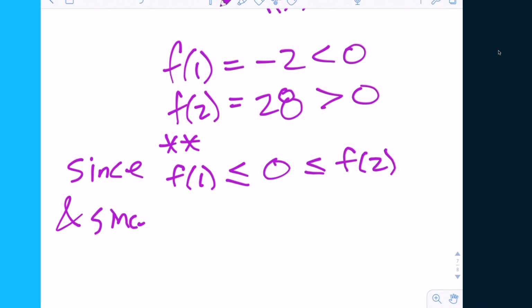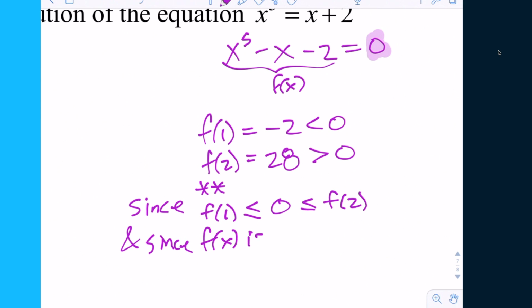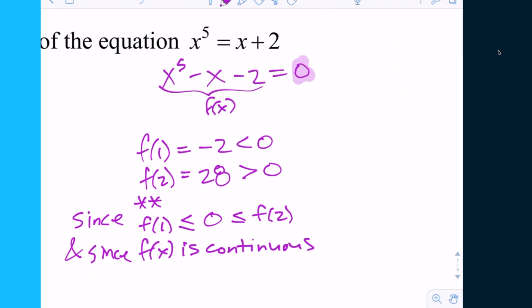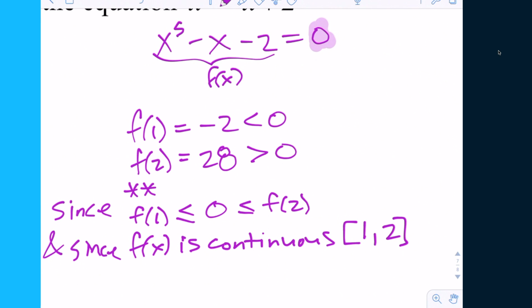And since f of x is continuous, where? You could say for all x. I would recommend keeping it a little bit closer to home. You're not wrong to say for all x, but when you say it's continuous from 1 to 2, it does two things. It makes the interval a lot smaller, so in case you're wrong about it being continuous for all x, you're not going to misspeak. And it also speaks directly to the x values you were working with, which shows a little bit more understanding of the theorem. Both are perfectly fine, though.